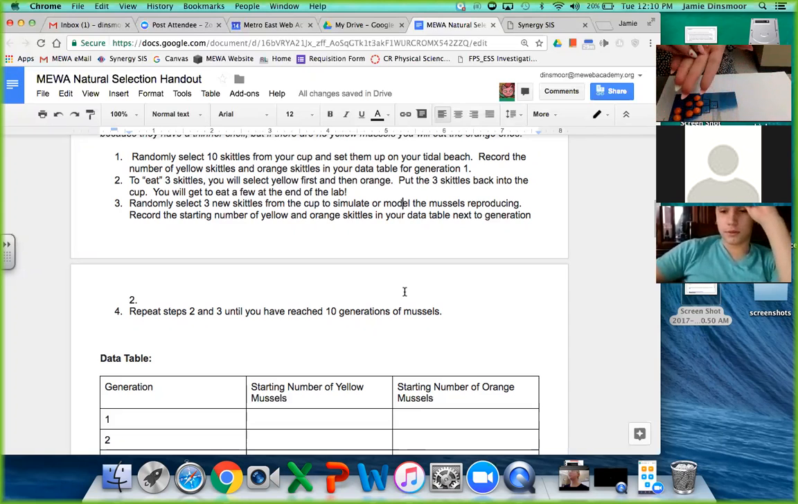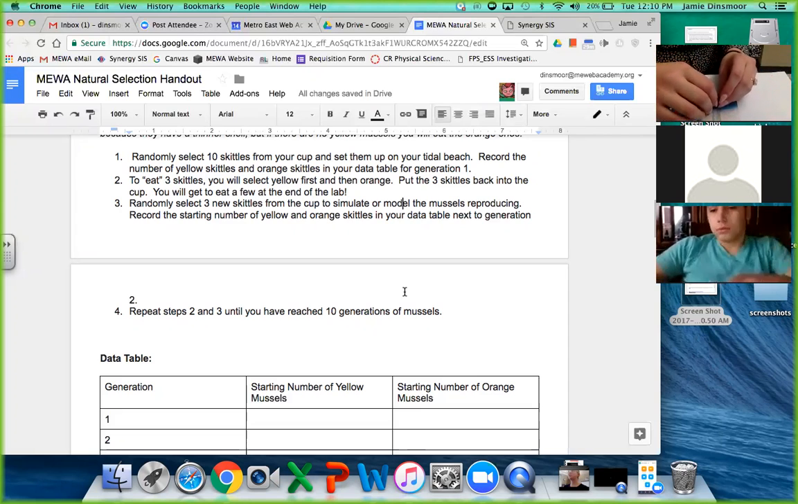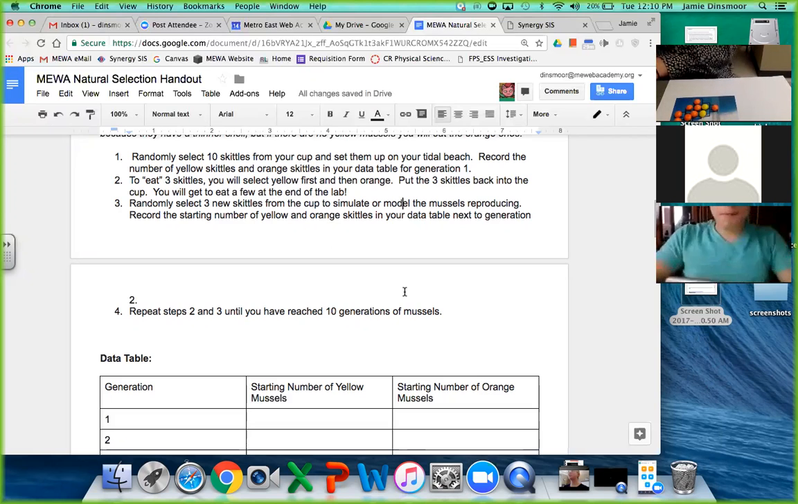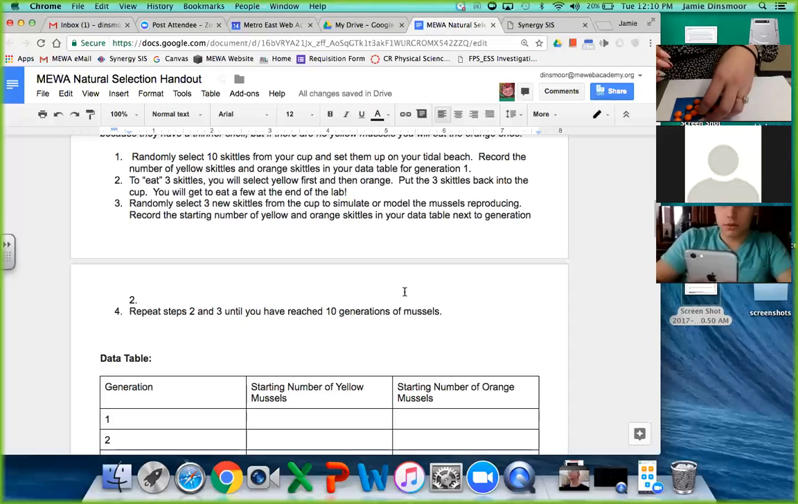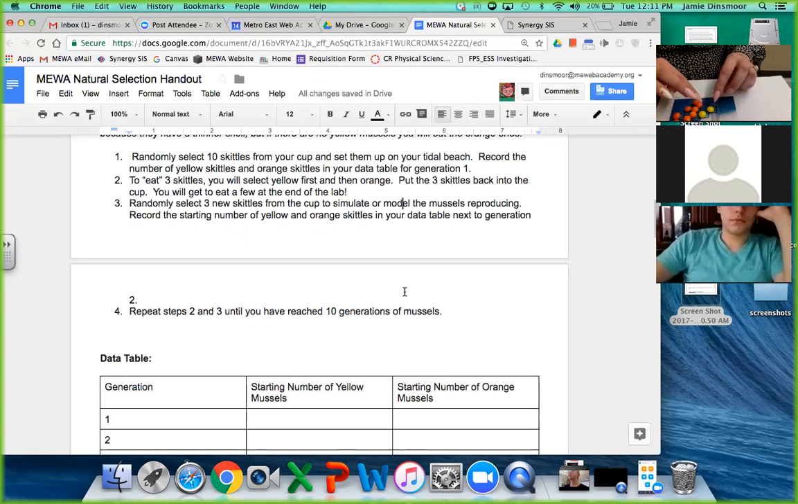All right, I got 2 yellows and an orange. Okay, now I'm down to 2 yellows and 8 oranges for generation 5. We have 5 more generations to go. Eating my 2 yellows, my orange. I got 2 yellows and an orange again. All right. Exciting stuff here. 8 orange, 2 yellow. Now I'm on to generation 7.